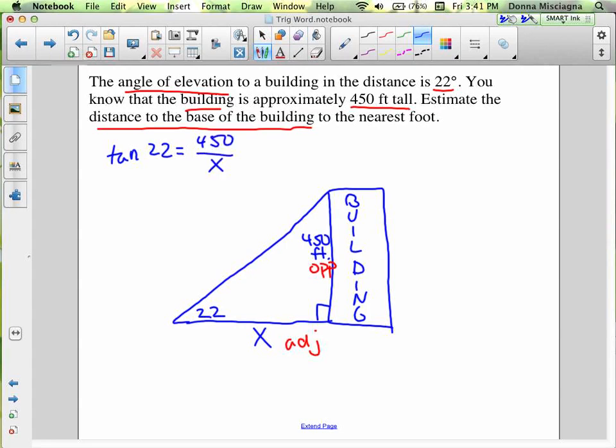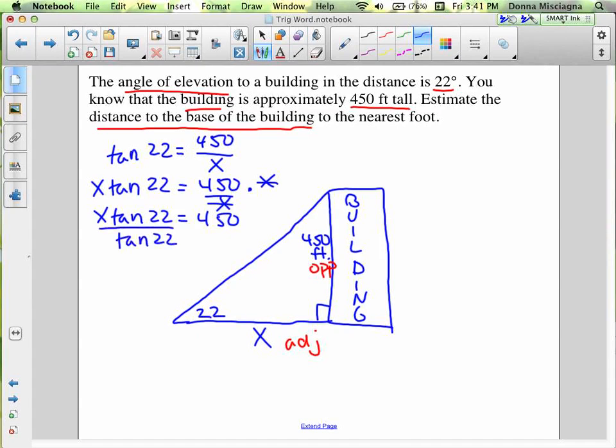We need to isolate x. First we have to get it out of the denominator, so we multiply both sides by x. We have x times tangent 22 equals 450 divided by x times x. That cancels, so x times tangent 22 equals 450. Now we divide both sides by tangent 22, so x equals 450 divided by tangent 22.